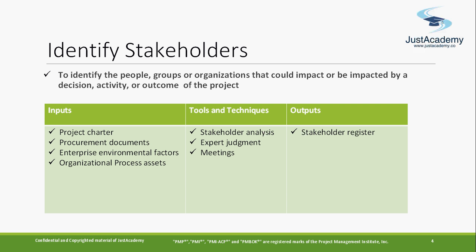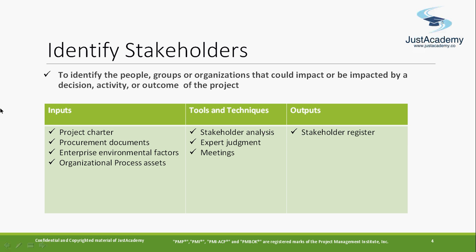Now, the first process is identify stakeholders, where you identify the people, groups, or organizations that could impact or be impacted by the decision, activity, or outcome of the project. That's what we are talking about. Who are the stakeholders, right? It can be the project team members, your project sponsor, a vendor from whom you're going to purchase the material, or a government authority if they are involved. If in any project you need an approval from a government authority, they can also be a stakeholder, or the customer who is going to use your product.